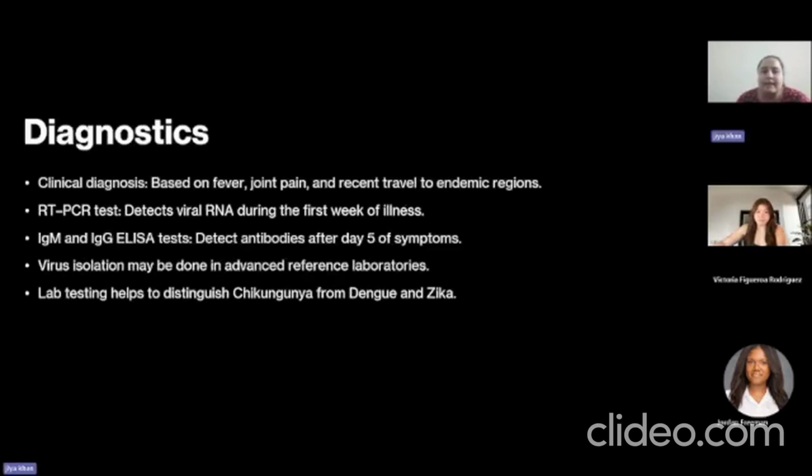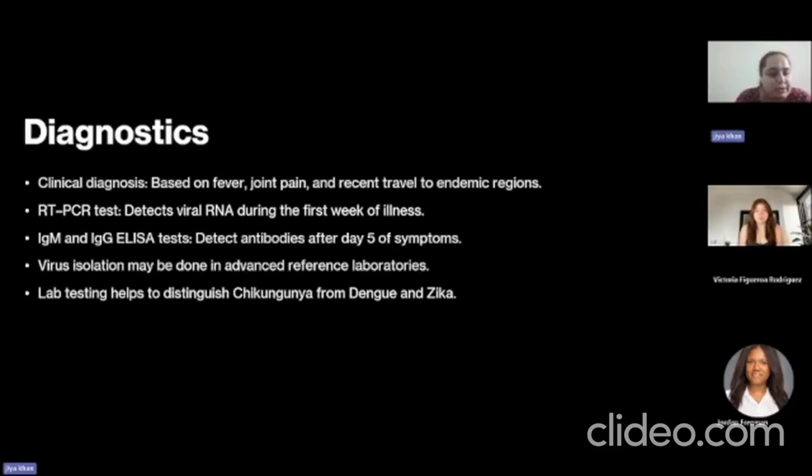Next slide, I will talk about clinical diagnosis. So doctors can often recognize chikungunya based on patient symptoms and recent travel history. To confirm the diagnosis, the doctor will do different laboratory tests.